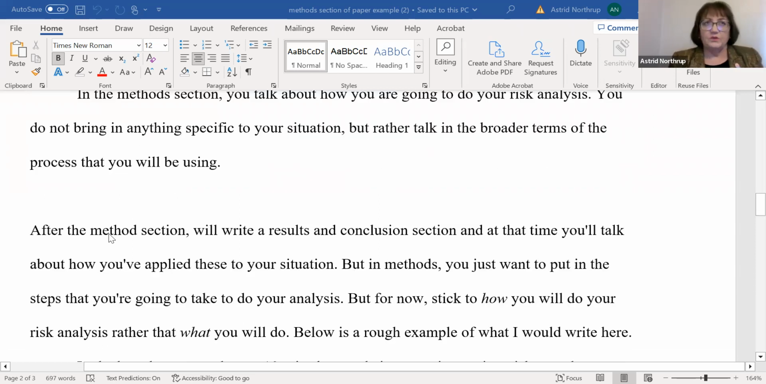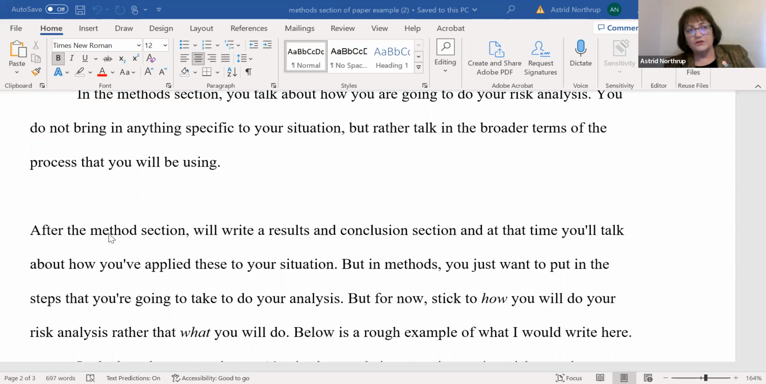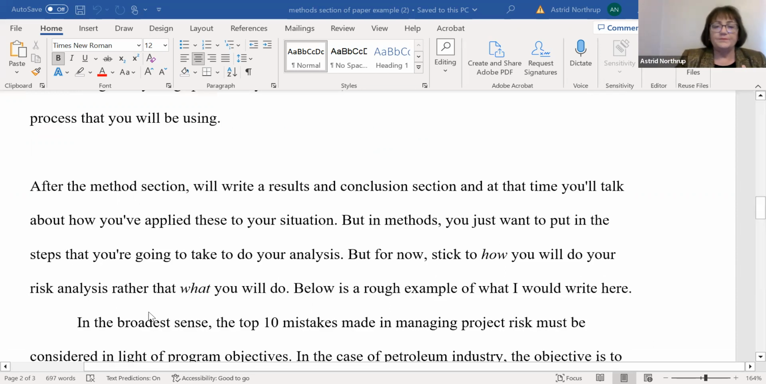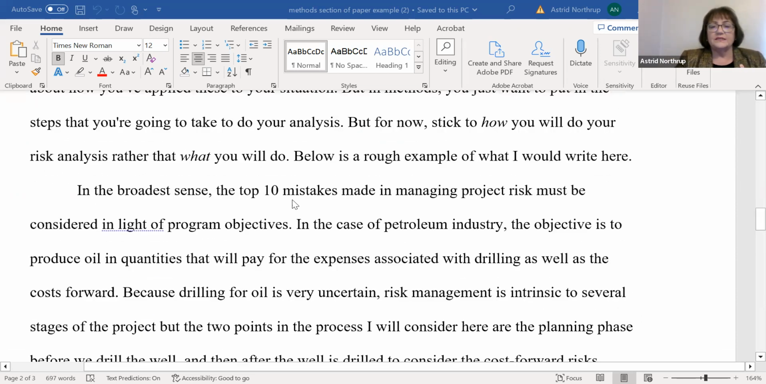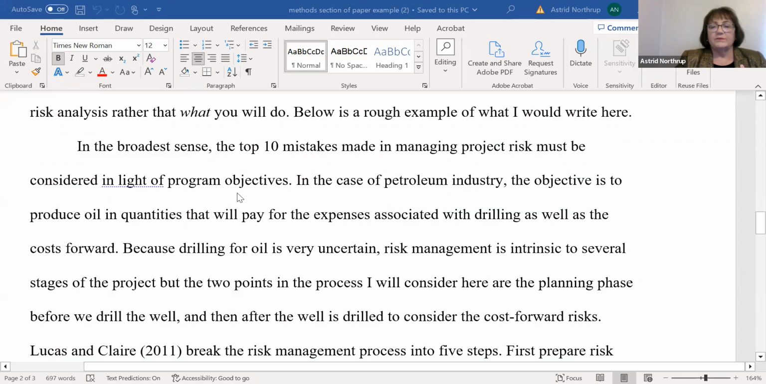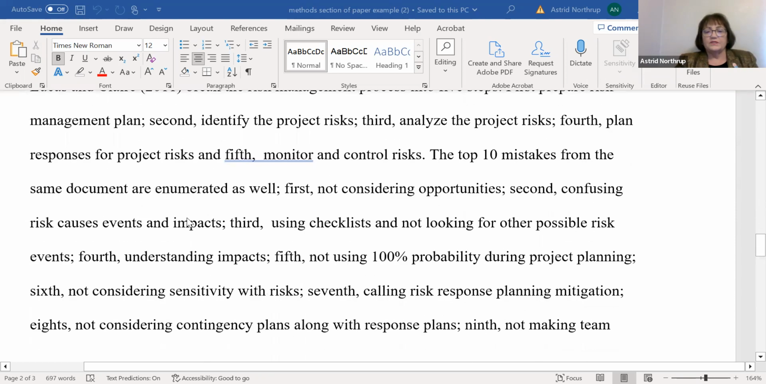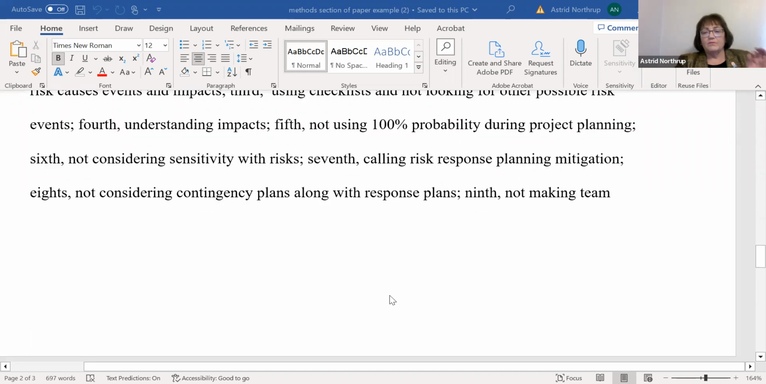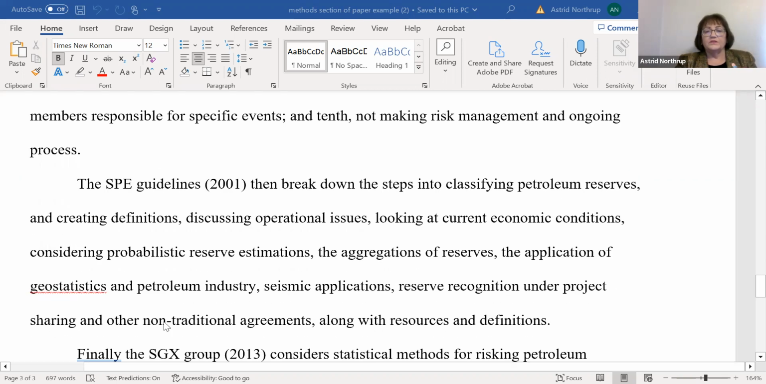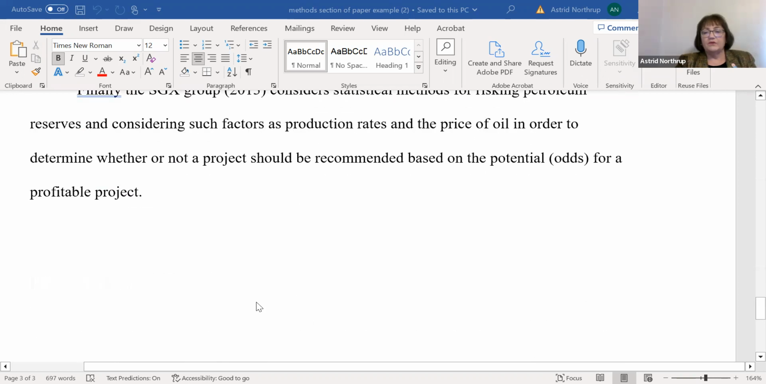Okay, so in this methods section, you talk about how you're going to do the risk analysis, and then you don't put anything about your particular results or conclusion. That will come next. All you're doing is how you're going to do it, how you're going to approach the problem. Okay, and so in the broadest sense here, the top 10 mistakes made in risk management must be considered in light of program objectives and so forth. In the case of the petroleum industry, and I just go through this document. But if you'll notice, I do not in any way talk about my particular oil well that I want to drill. I just talk about the documents I'm going to use and how I'm going to go about it.